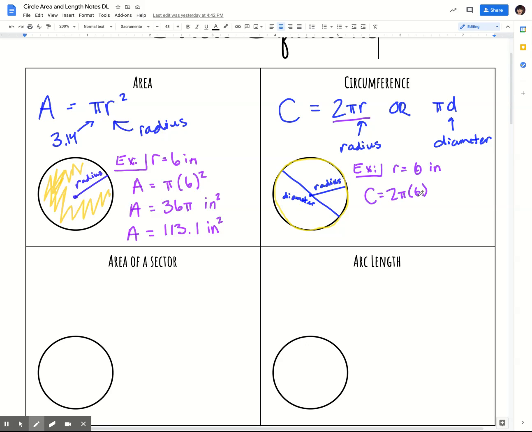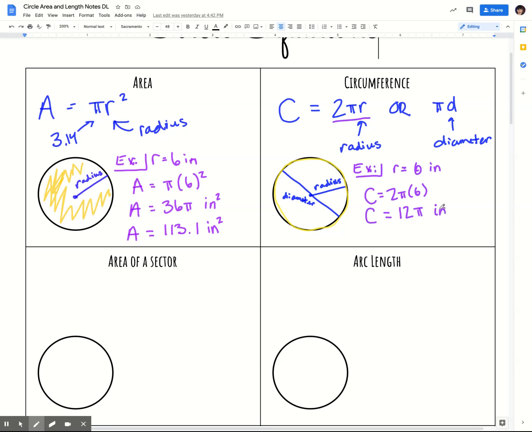So again, you want to deal with everything that isn't the pi first, and you're just multiplying all of this together, right? So 2 times 6 times pi. I'm just going to multiply 2 and 6 together and get 12. And then if I leave the pi on the end, this would be your answer in terms of pi. But I have to make sure I put my units on there.